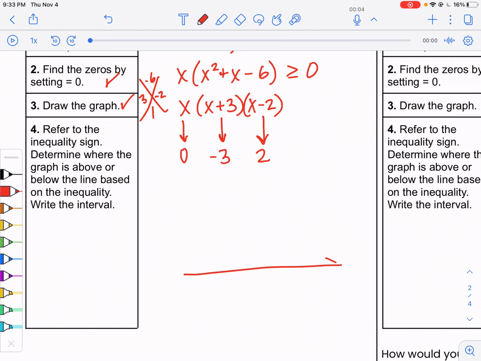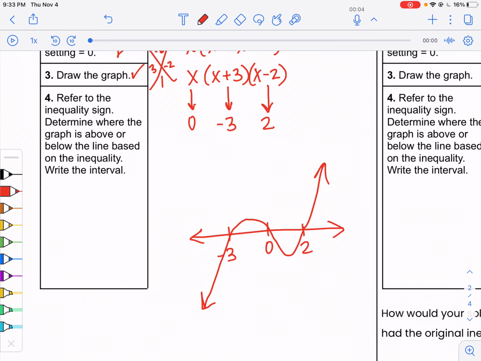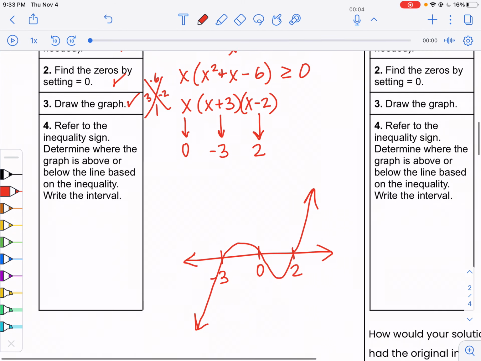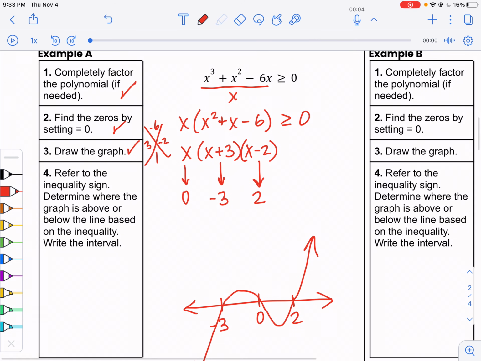So I'm going to go ahead and draw my graph here. I have 0, -3, and 2. I know it's positive, so I'm going to be headed up at the end. And these are all single roots, so I'm headed through like that. I don't really need to draw a really fancy graph, or a fancy axis or anything.